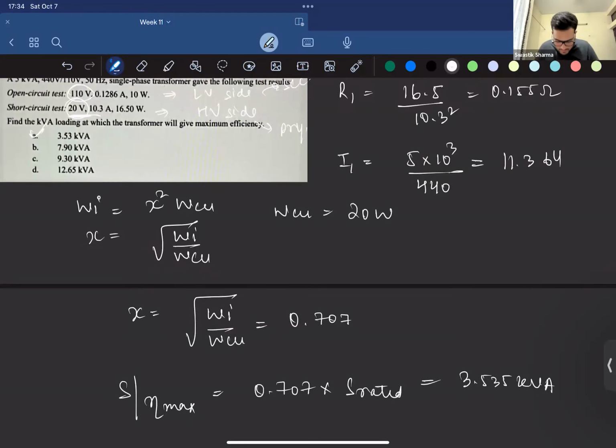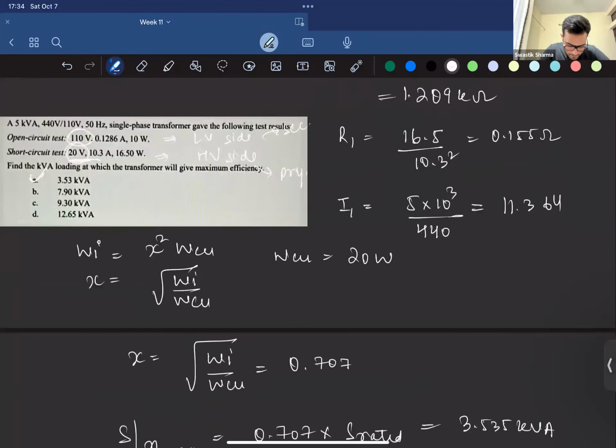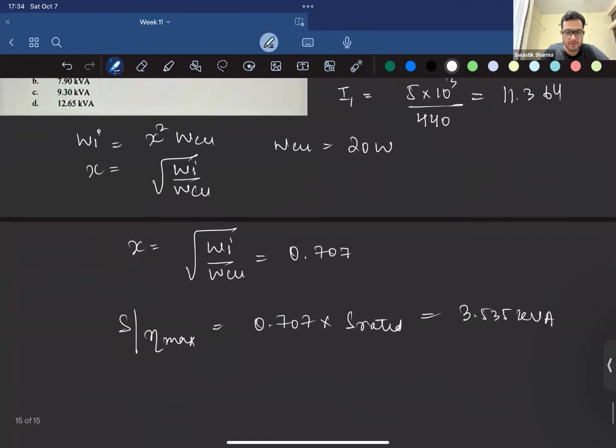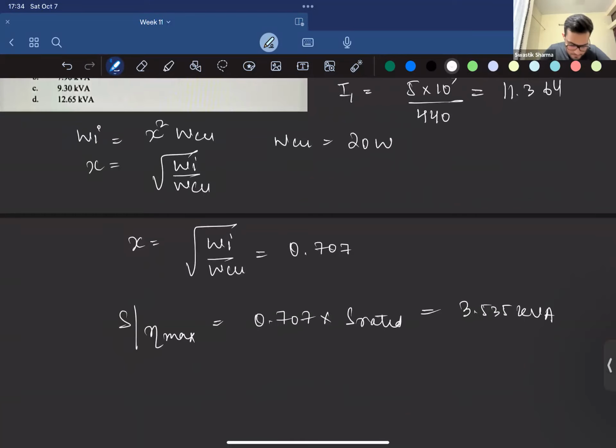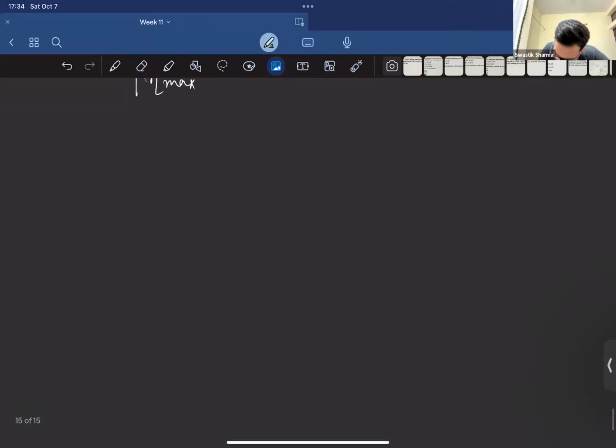So you got it, right? So what we did, we converted everything. The full load value of the copper losses, which is 20 watts, and we got X from it. And we know if the full load value is derated by something to give maximum efficiency, we can use it for similar purposes, right? To calculate the loading at which the maximum efficiency will happen.